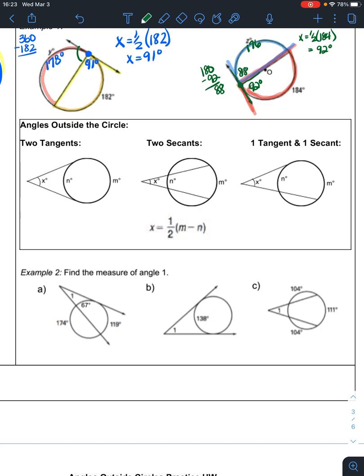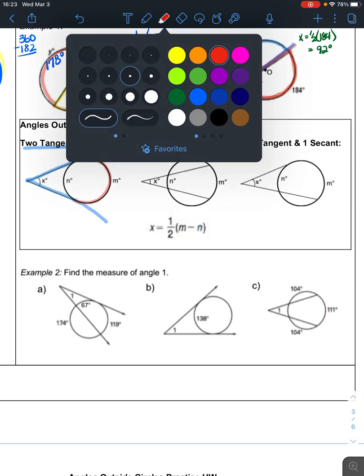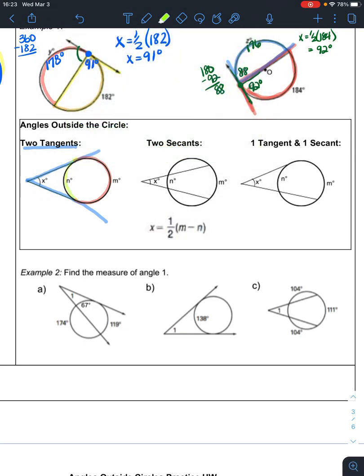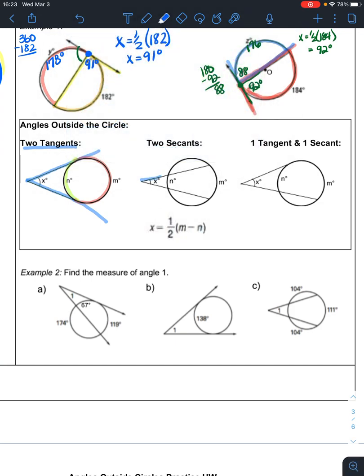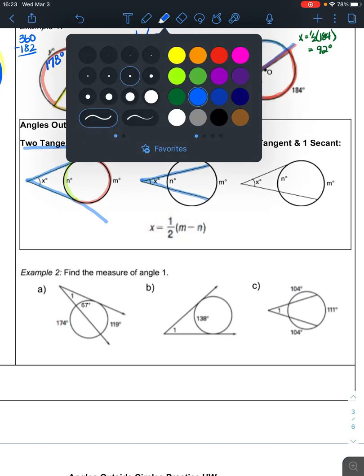Now, what happens if I have two tangents? So here is my two tangent situation. I have these two, they go off to the side if we extended them. And what they create is this arc M and this arc N. I'm going to color code these so you can see them, okay? And I have this angle, here's my angle right here. These are two secants. Remember, two secants pass through the circle.